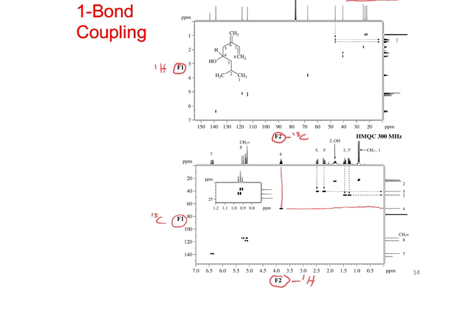The other thing that is really good for these experiments is that, notice here we have 2 protons going to the same carbon, right? So it allows us to easily identify the diastereotopic sets of protons. So there's one set. Here's another set, right? And so that's really good.